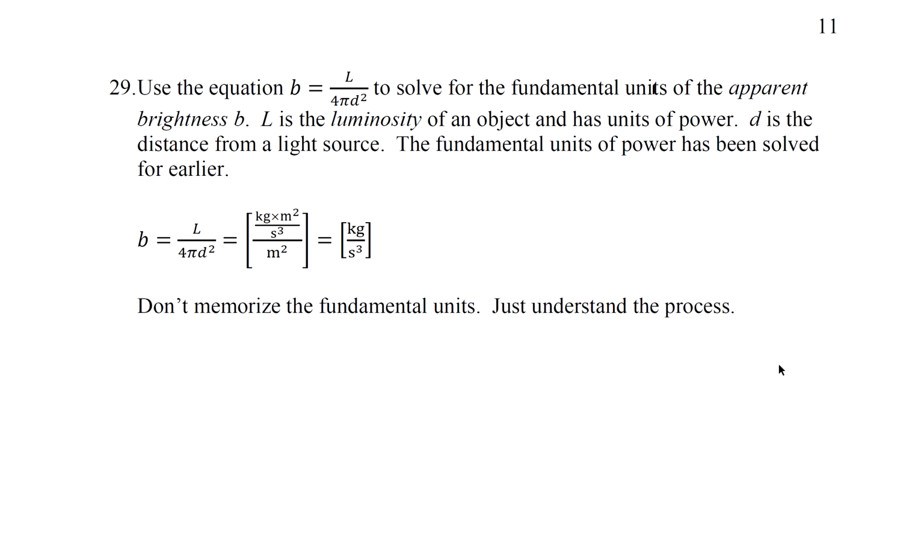Question 29, use the equation B equals L over 4 pi d squared to solve for the fundamental units of the apparent brightness B. L is the luminosity of an object and has units of power. D is a distance from a light source, and the fundamental units of power has been solved for earlier.